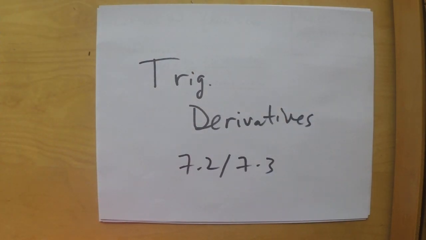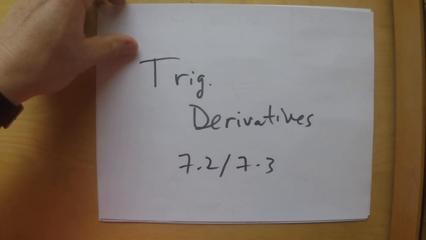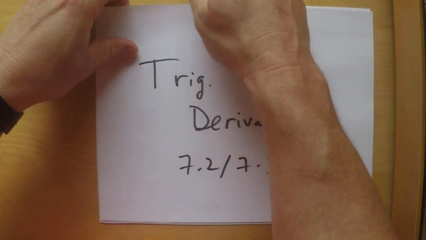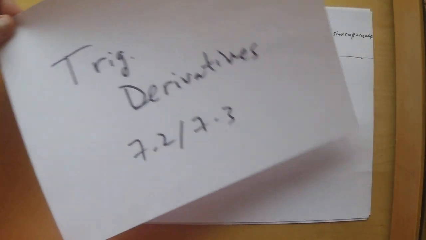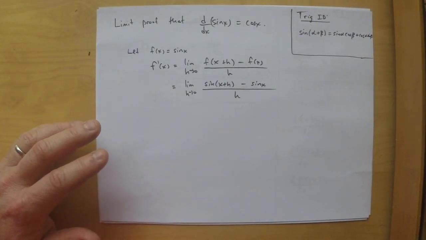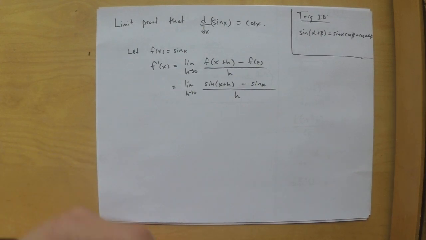So here we go. Trig derivatives, 7.2, 7.3. We'll be doing all the derivatives of sine, cos, tan, cotangent, cosecant, secant. We're going to develop them from scratch, and then from that point forward you will have to memorize them for your future in math. So here we roll.